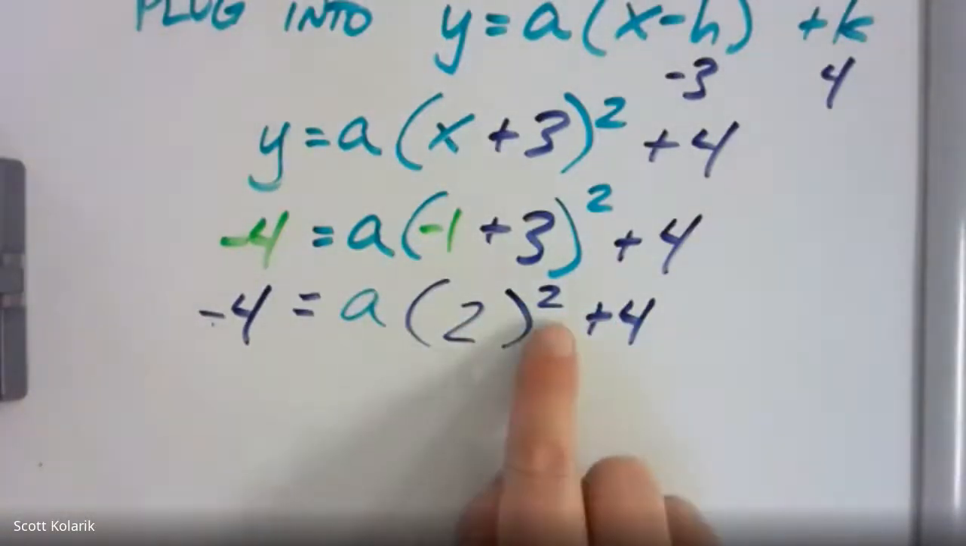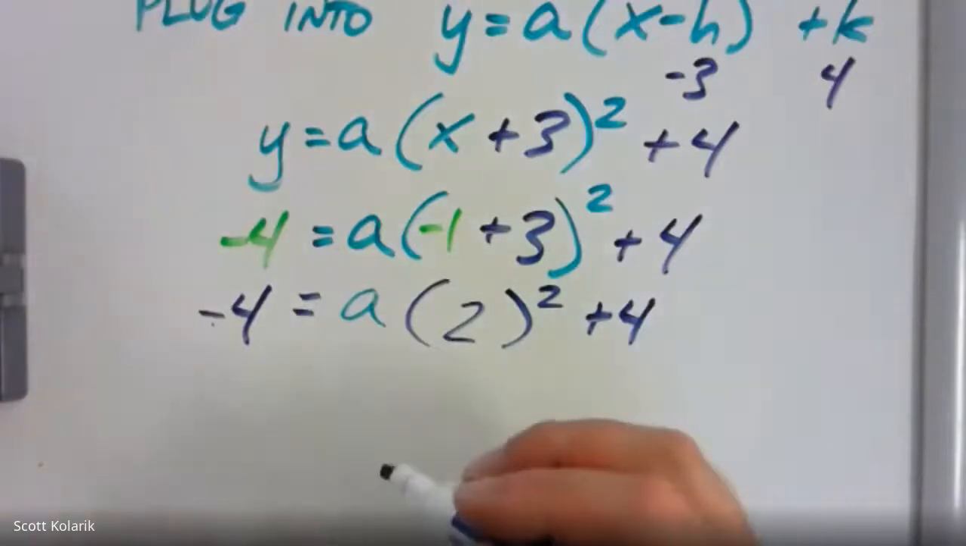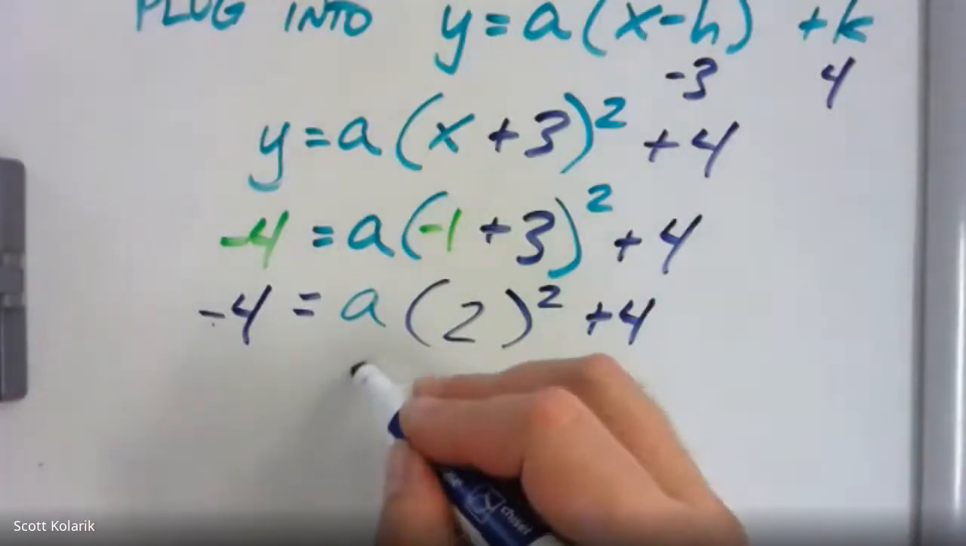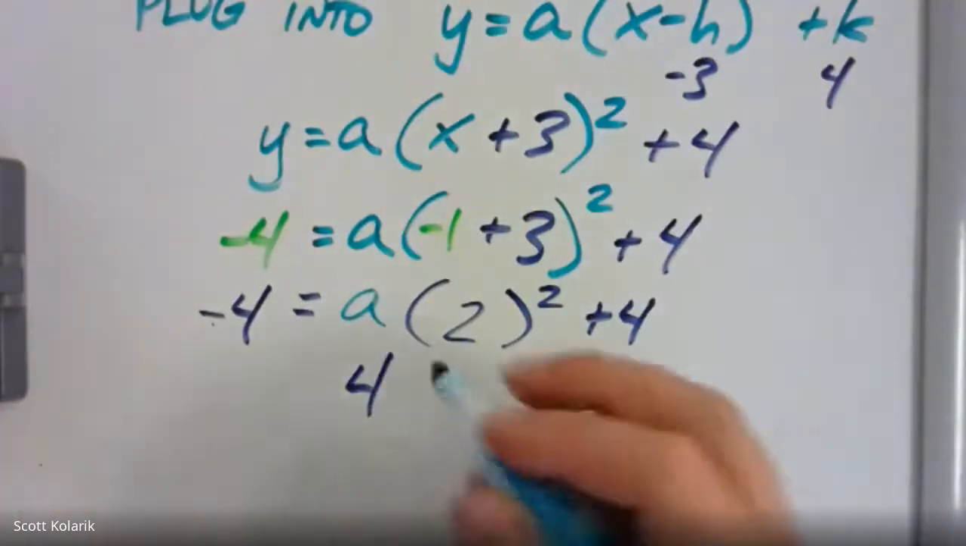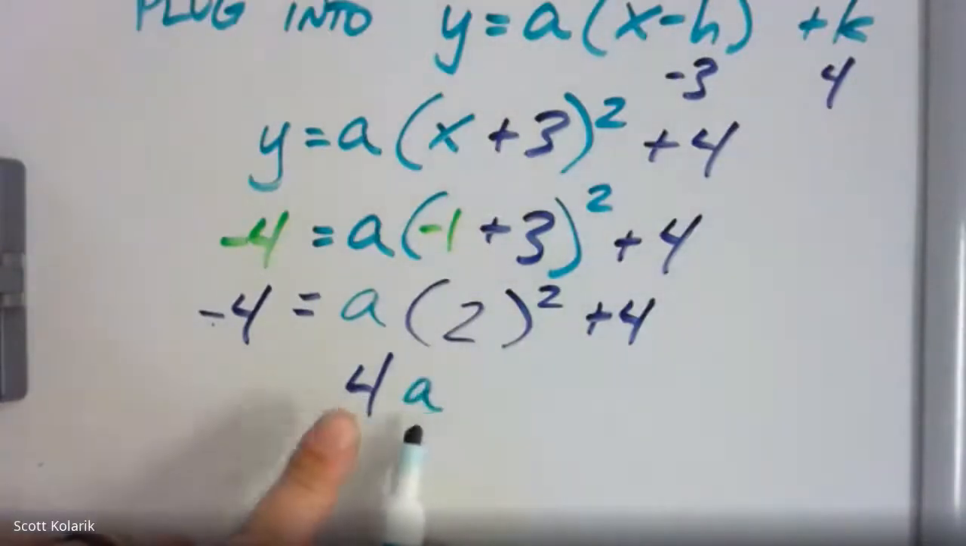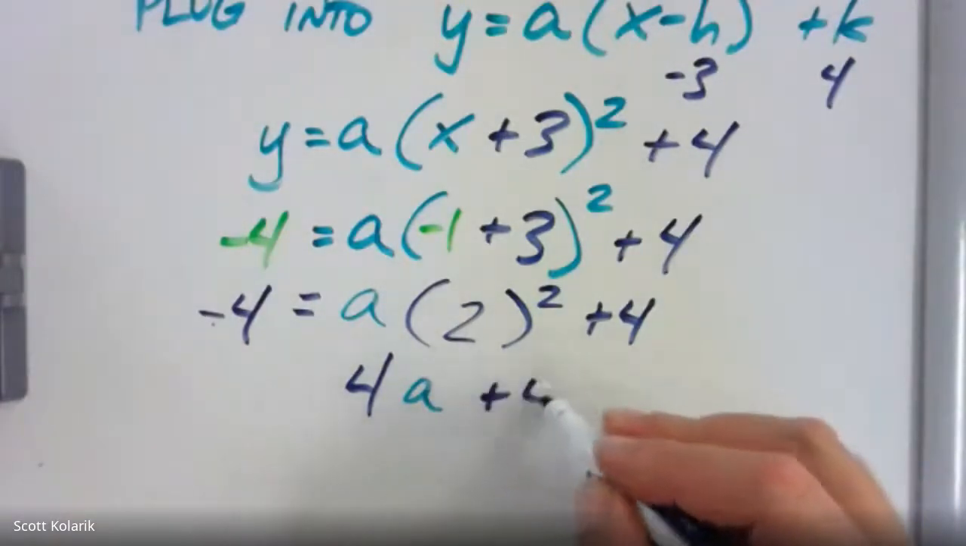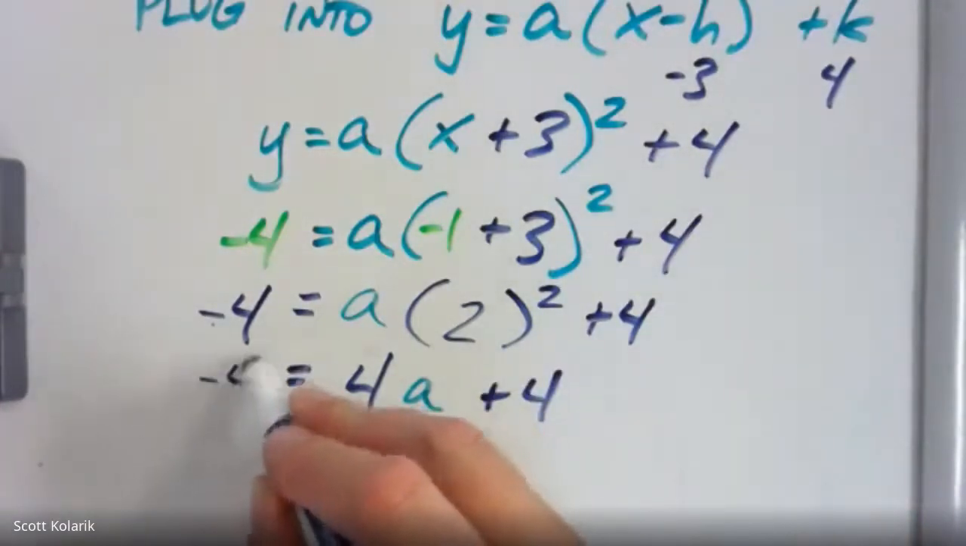All right. 2 squared gives me 4, right? So I have 4 times that a. All I did right here is I swapped the 4 and the a. Technically, you could have a times 4. That doesn't really matter. And then the plus 4 over here still is the same, and it still equals -4.